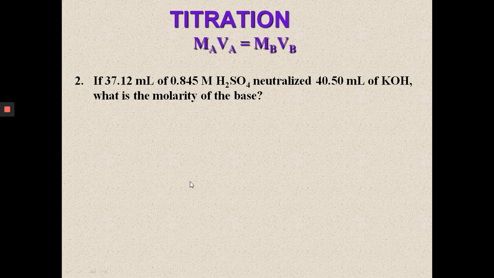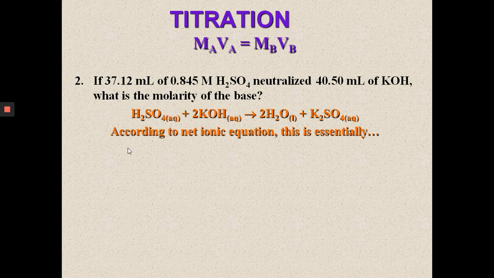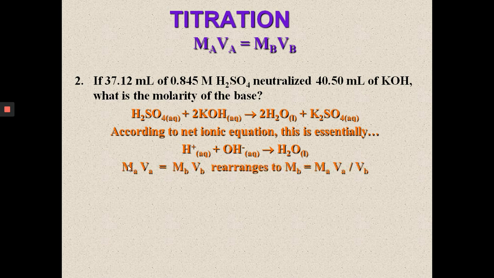Question 2. If 37.12 milliliters of 0.845 molarity sulfuric acid neutralizes 40.50 milliliters of potassium hydroxide, what is the molarity of the base? Again, I'm going to carry out my equation: sulfuric acid and potassium hydroxide make water and potassium sulfate. According to that equation, you should be able to get this equation. Now, MAVA is equal to MBVB. We are looking for the molarity of the base, so we rearrange the equation like this.